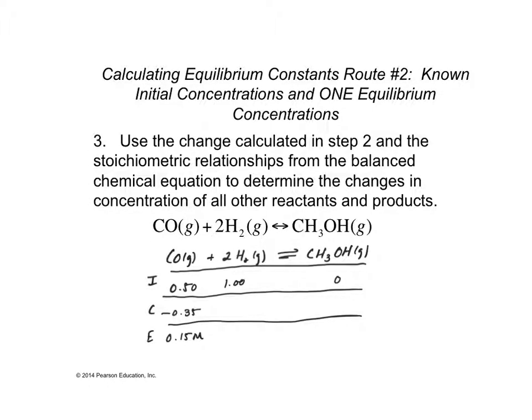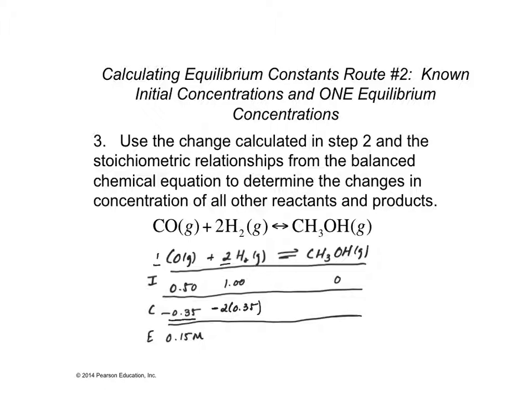Okay, so then, once we have this, we can use it, as well as the stoichiometry of the reaction, to determine the change for the other unknown things, right? So if CO lost 0.35 molar, then H2, which is also a reactant, also has to lose, but it has to lose essentially twice that. Again, because for every one of these we use 2 of these. So this is going to be a change of 2 times 0.35 molar.